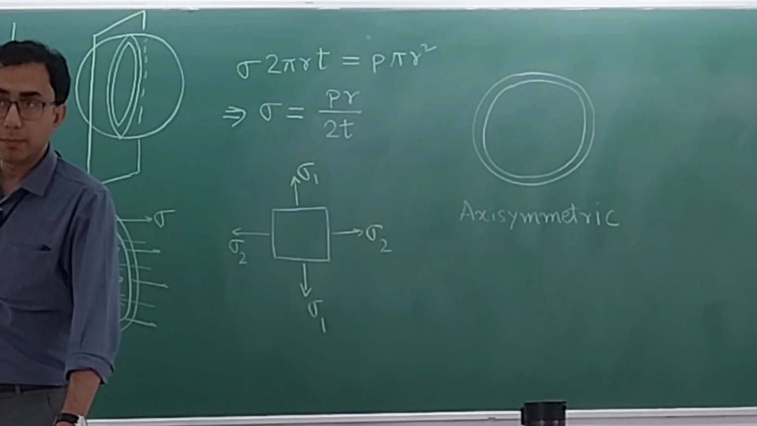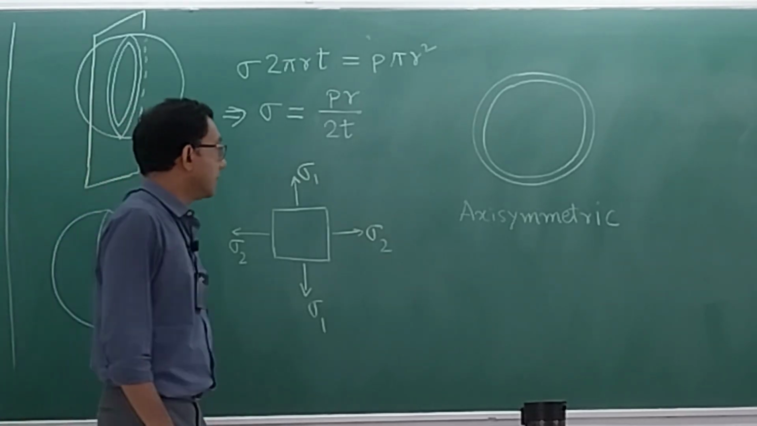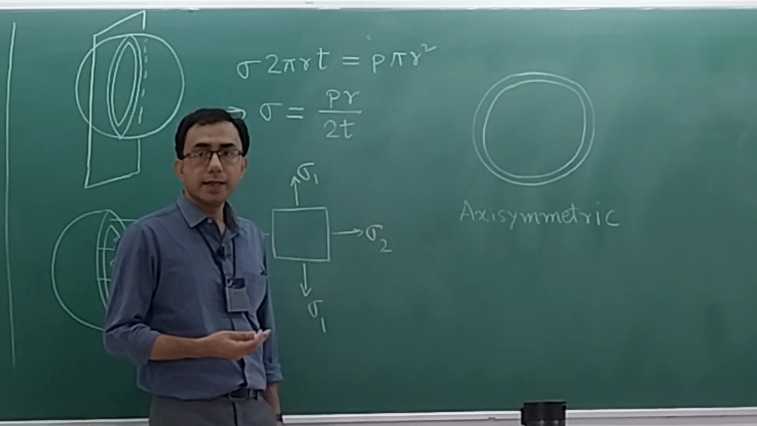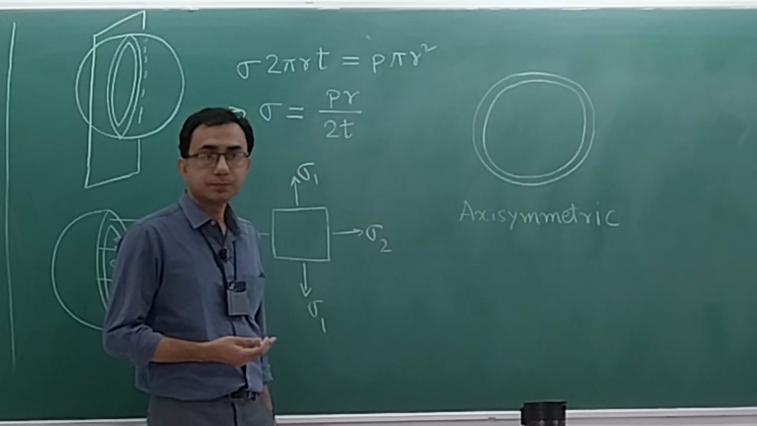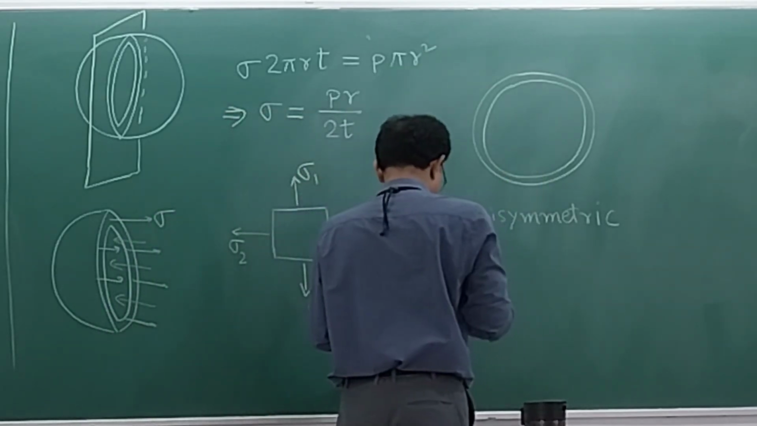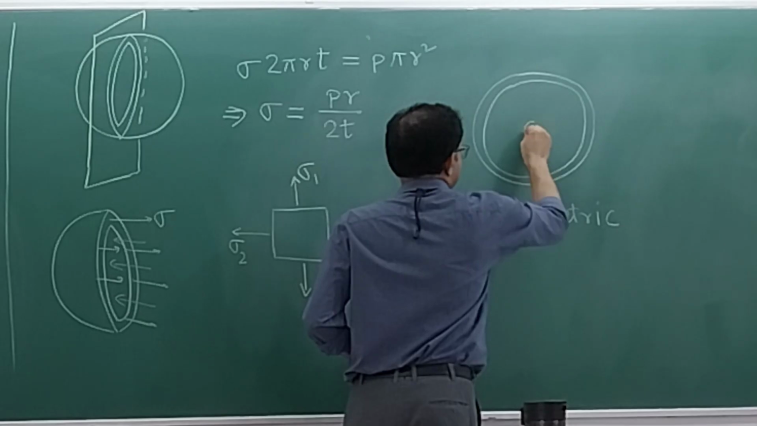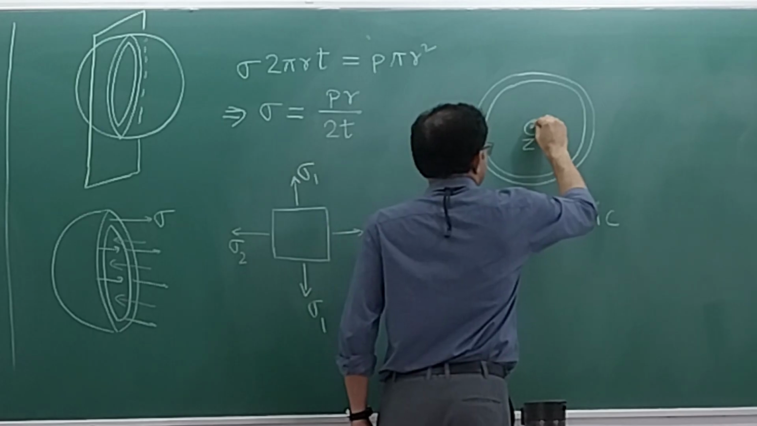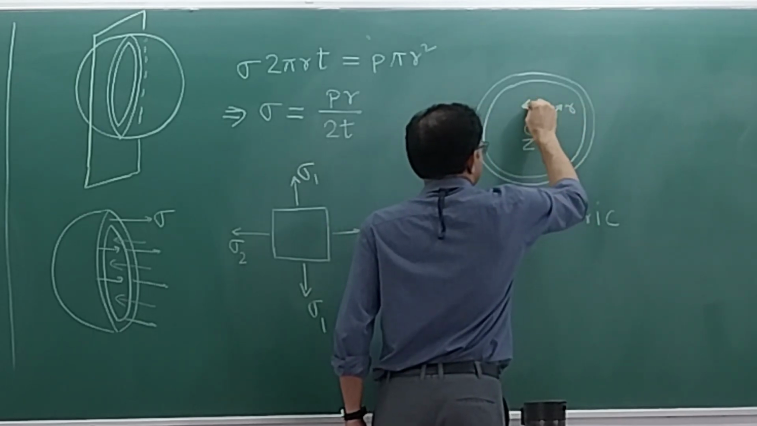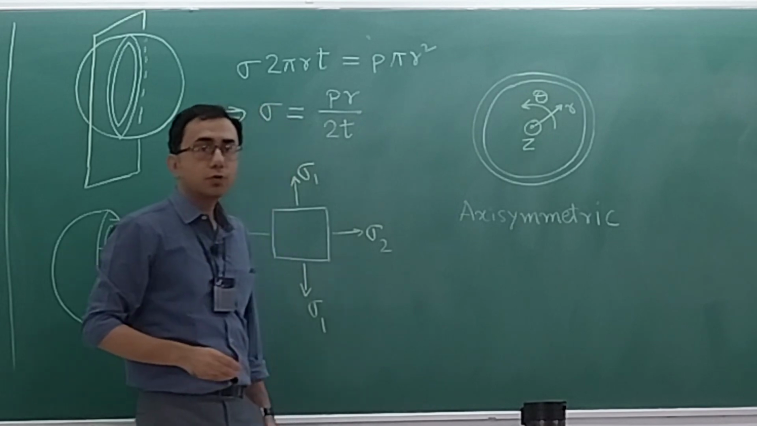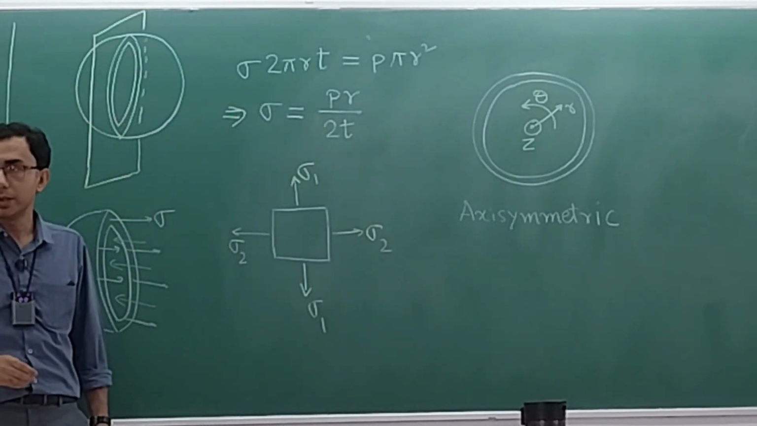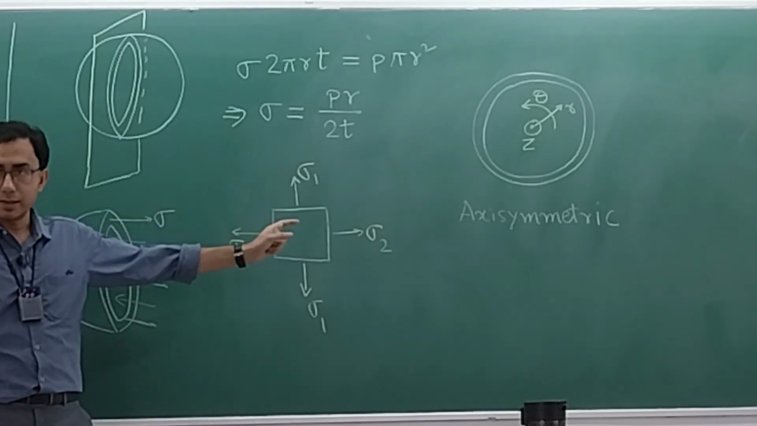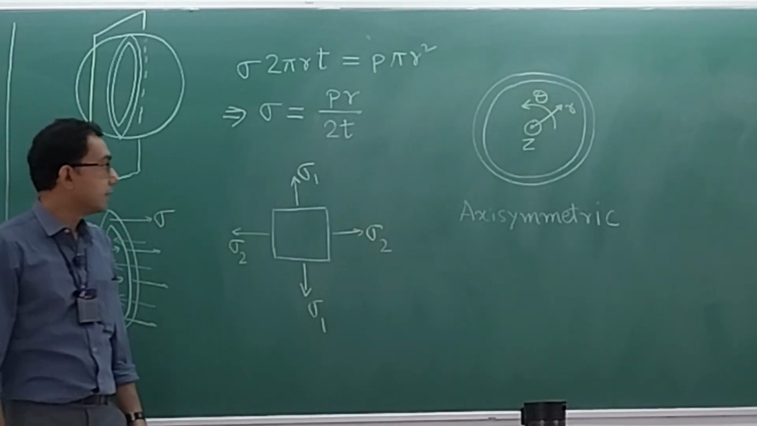Axisymmetric means what in mathematical terms? Imagine that I have set up my coordinate axes using the r theta z coordinate system, meaning the cylindrical coordinate system. My z is pointing out of the board. My r is like this and my theta is like this. All of you agree? So this is my r theta z coordinate system. This is axisymmetric about the z axis. This we all understand.